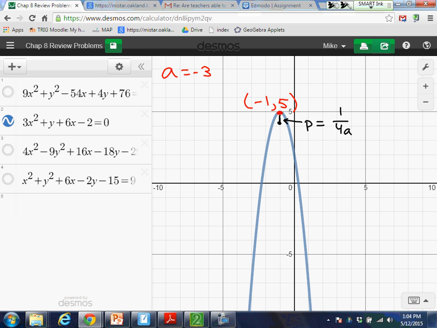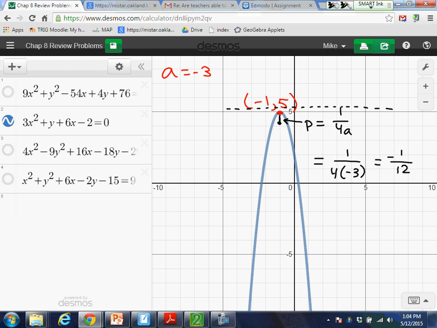Okay, so to find the focus, and the directrix will actually be the same thing, but it's just going to be a little bit above. So if we want to find P, and we know A, I know A is negative 3. Okay, so P is actually 1 over negative 12, or negative 1/12. So 1/12 away from the vertex.